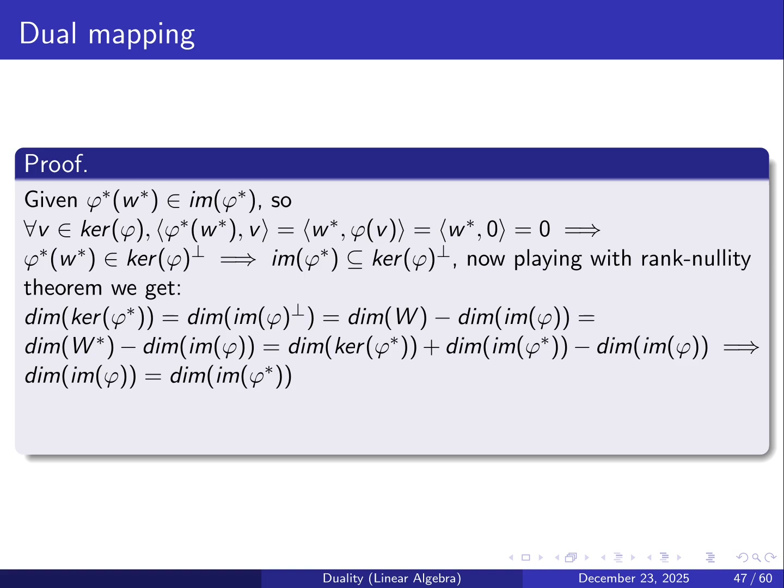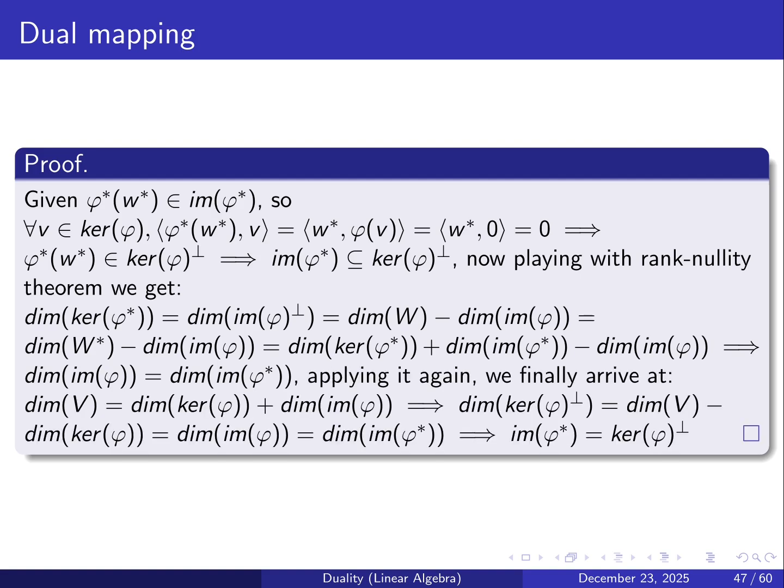Now playing with the dimensions, we get that the dimension of the kernel of phi star is equal to the dimension of the image of phi complement, which is itself equal to the dimension of W minus the dimension of the image of phi, and substituting the dimension of W star for the dimension of W, we get that this is equal to the dimension of W star minus the dimension of the image of phi. Using the rank-nullity theorem, we get that this is equal to the dimension of the kernel of phi star plus the dimension of the image of phi star minus the dimension of the image of phi. Cancelling the dimension of the kernel of phi star on both sides and moving the dimension of the image of phi to the left, we get that the dimension of the image of phi is equal to the dimension of the image of phi star.